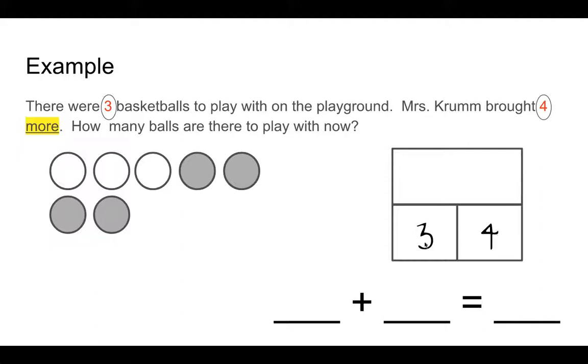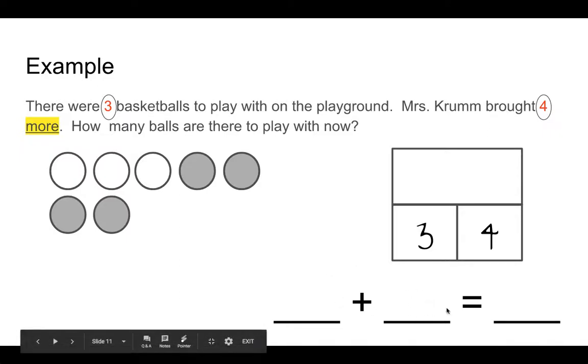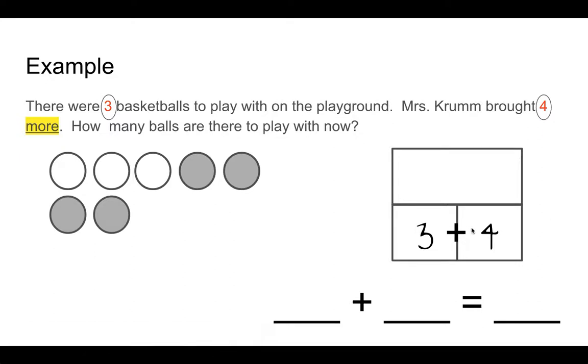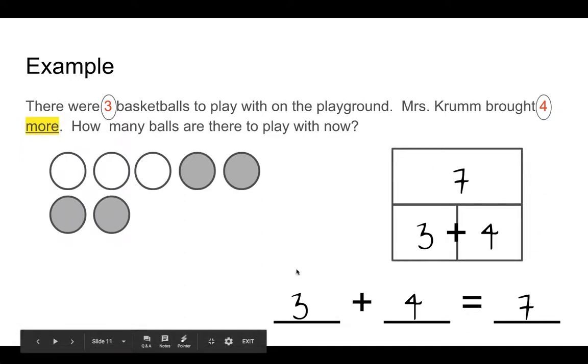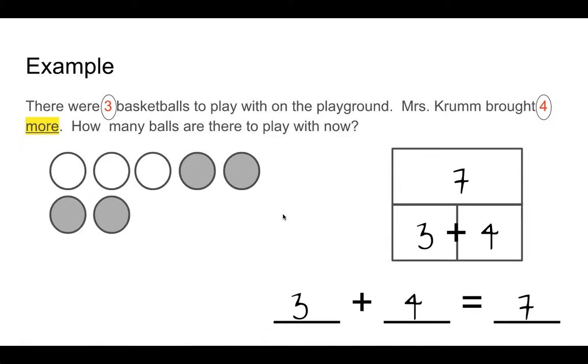I can use that in relation with my equation if I want to. So I know that I can put that addition symbol in between and know that I'm adding those 2 together. So I know that 3 plus 4 is the same as 7. So 7 goes back up in the top. So again, we have 3 different ways: drawing a picture, using a part-whole box, and using an equation to show that there are 7 basketballs to play with all together.